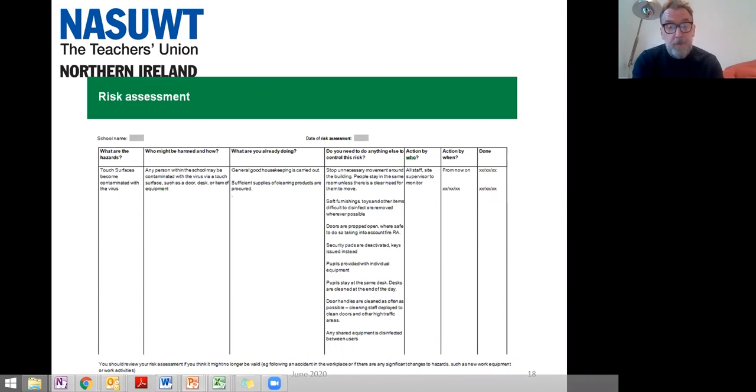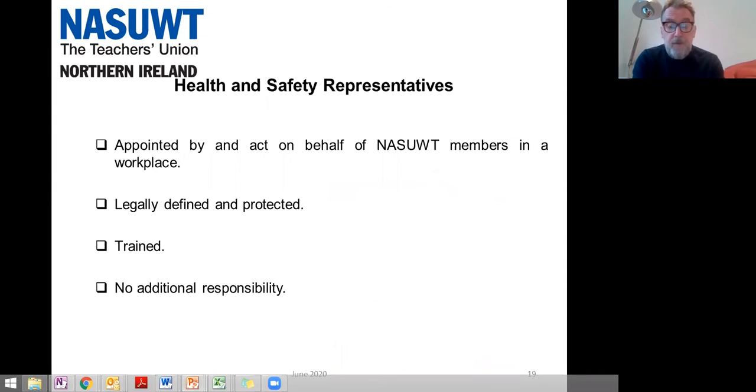Okay, next slide, please. So health and safety reps, we're nearly there now. Appointed by the union and act on behalf of NASUWT members in a workplace, legally defined and protected, trained, no additional responsibility. So throughout this guidance, reinforce references being made to the health and safety rep. A health and safety rep is appointed by the members, so they need to be elected in a workplace to act on their behalf on health and safety matters.